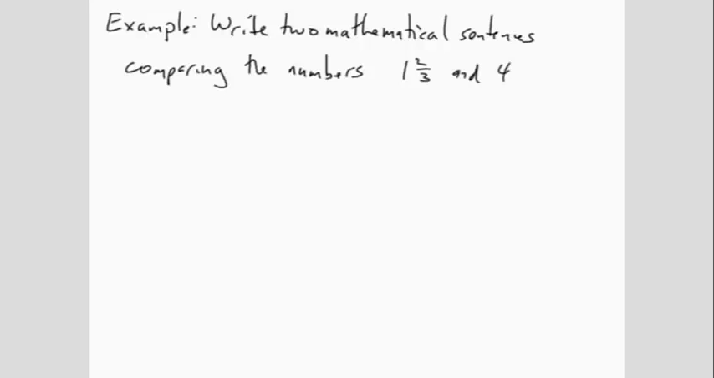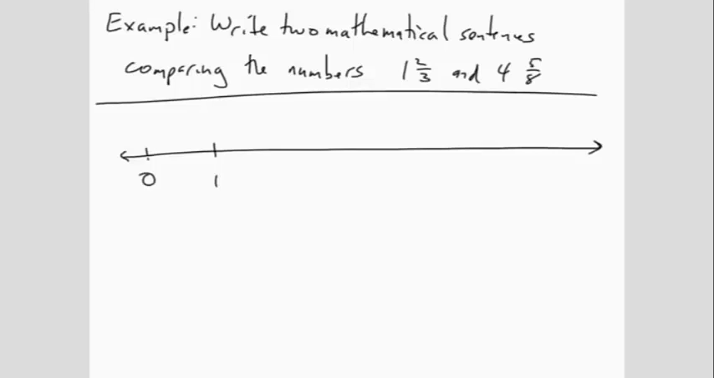Example, write two mathematical sentences comparing the numbers 1 and 2/3 and 4 and 5/8. We will first plot these numbers on the number line. 1 and 2/3 is between 1 and 2, so we'll break it into 3 parts, and 1 and 2/3 is right here. 4 and 5/8 is between 4 and 5, so that interval needs to be cut into 8 parts. And 4 and 5/8 is the 5th mark.